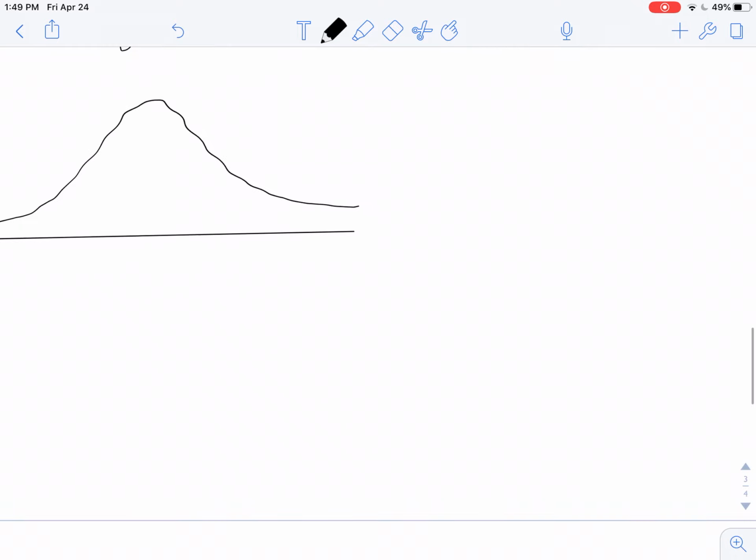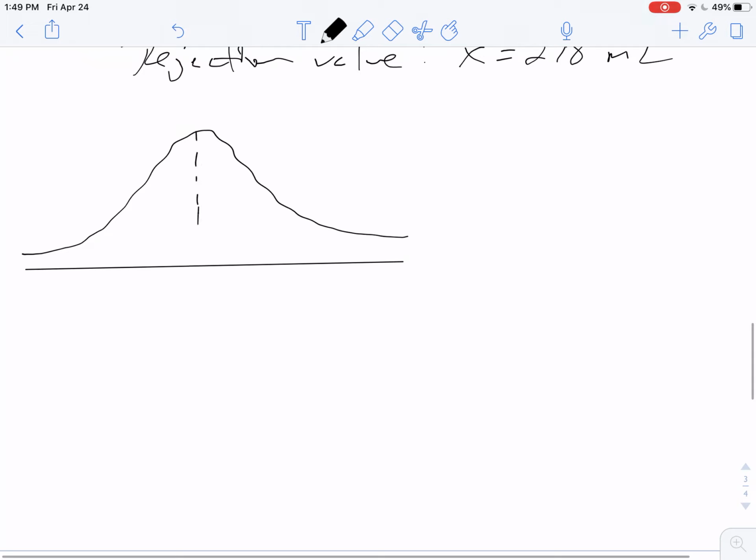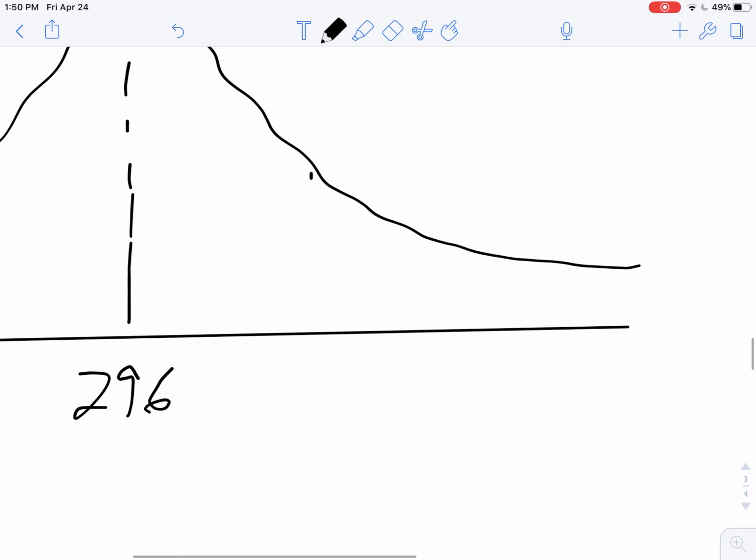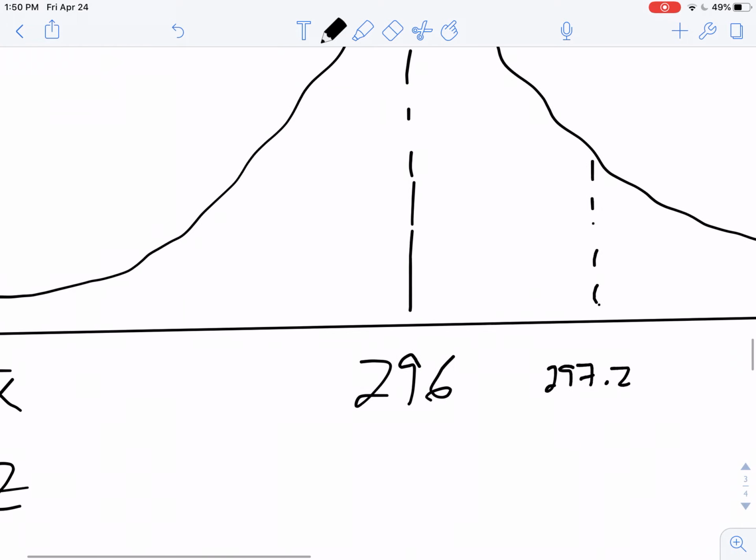All right, so what I'm going to do next is make a new picture, and I'm going to center it at that true mean now. So I'm going to center it at 296. So x bar and z are my two axes. Okay, and then I'm going to go ahead and count by my standard error. Okay, so setting up my picture.